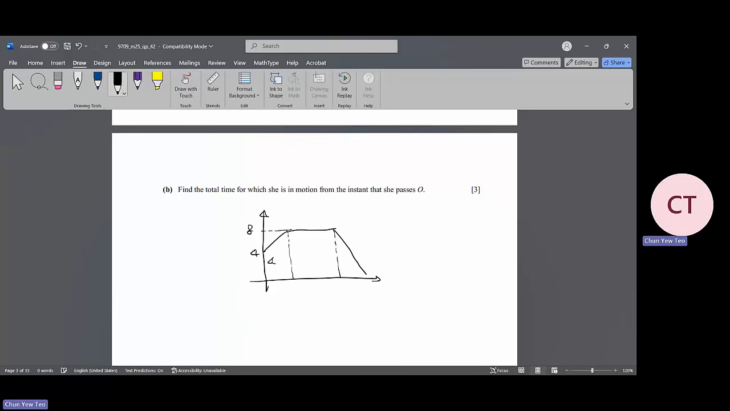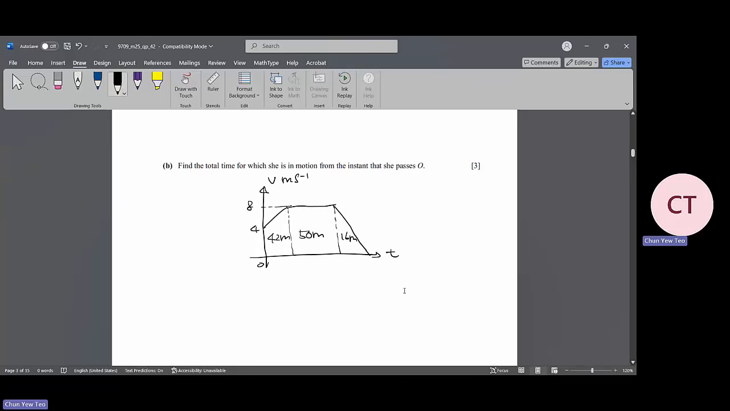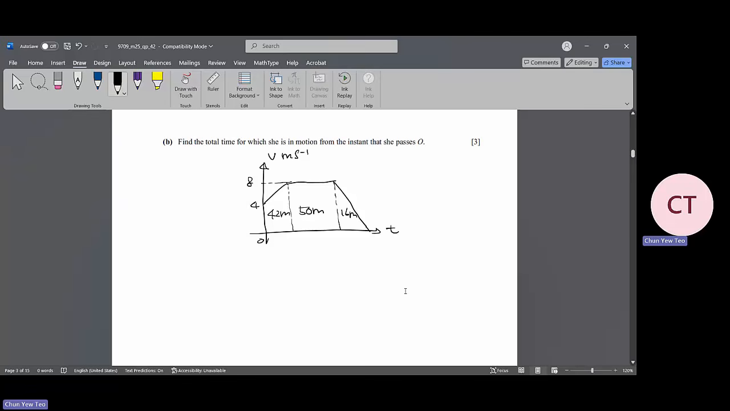This is 42 meter, 50 meter, and 16 meter. Okay. You do not need to provide this diagram in the exam for part B, because you can just use back the diagram in part A that I drew just now.